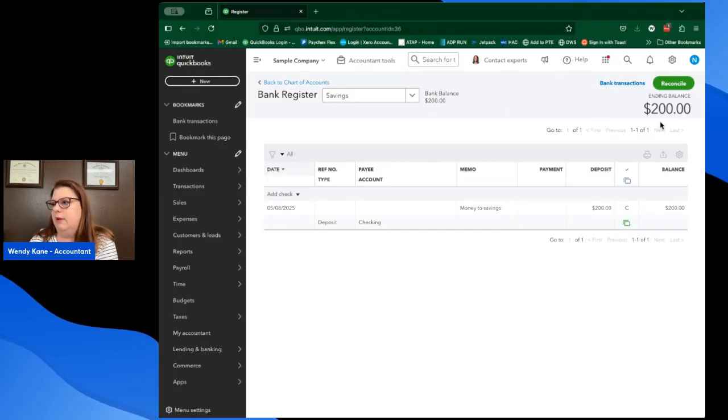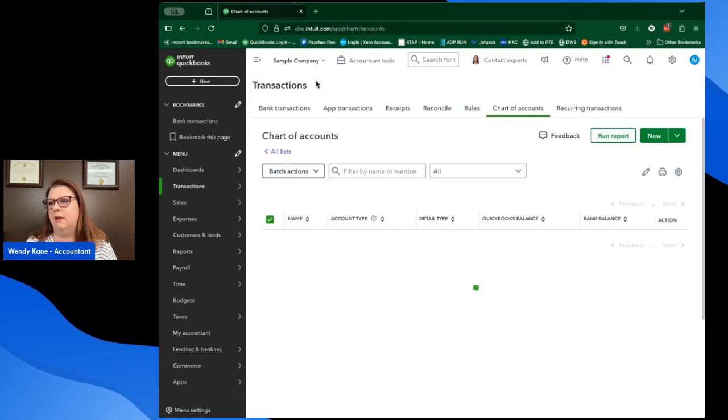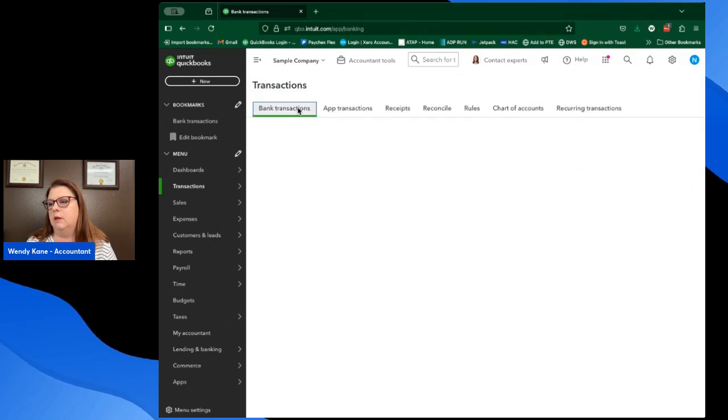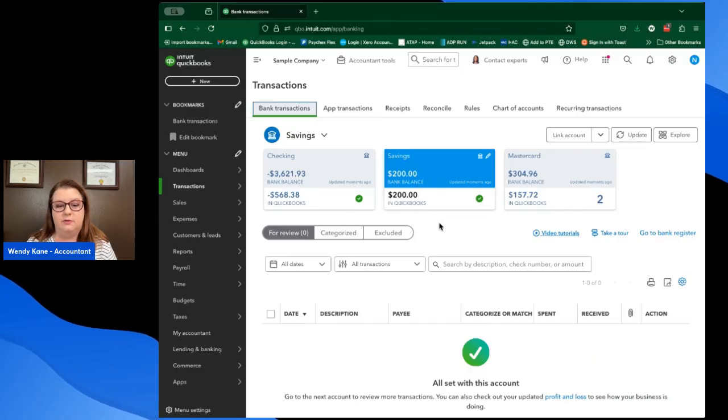But at least here you can see the ending balance. You see me up here. The ending balance in QuickBooks is $200. The bank balance is $200. So if we go back to here, ta-da, on savings, the bank and QuickBooks match. So many times you want these two numbers to match, the bank balance and the QuickBooks balance.